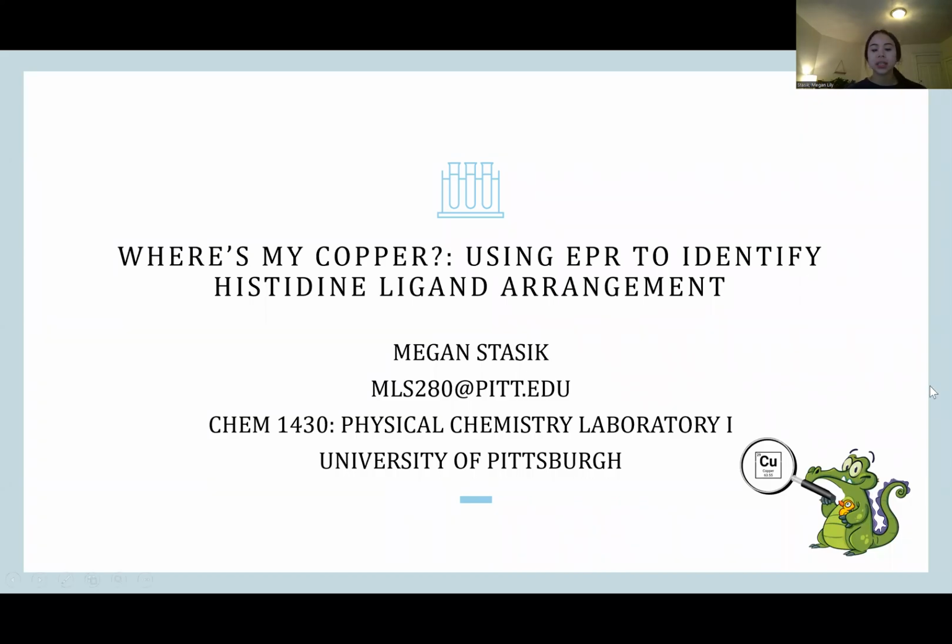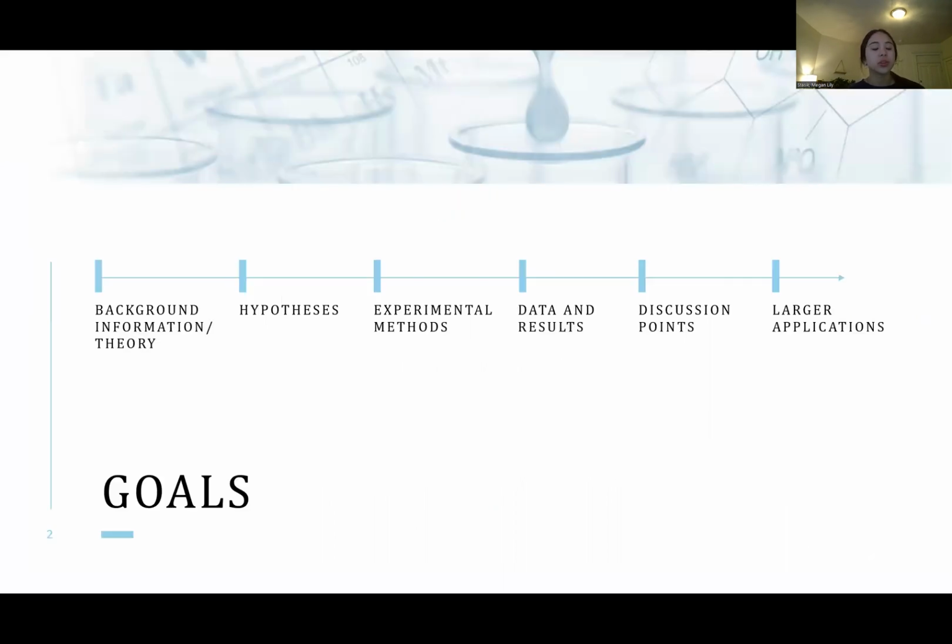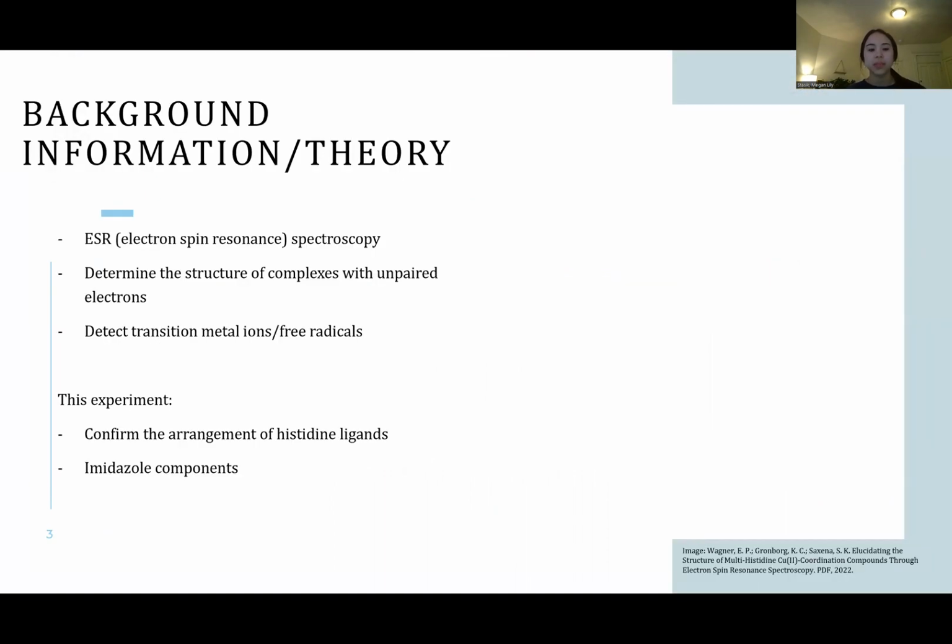Hi, my name is Megan Stasik, and today I'll be presenting Where's My Copper, which discusses the functions of EPR, electron paramagnetic resonance spectroscopy. So the goals for today are to go over background information and theory, hypotheses, experimental methods, data and results, additional discussion points, as well as larger applications.